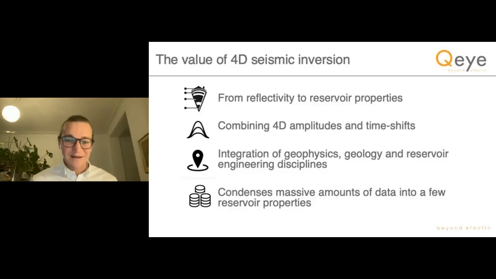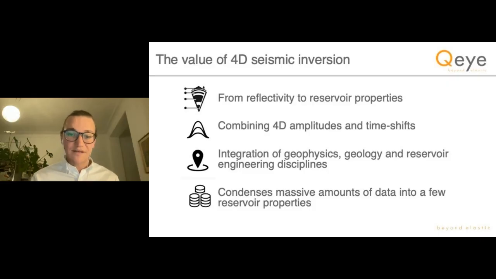So now to go over the highlights of what 4D seismic inversion actually offers. It allows us to go from reflectivity and just amplitudes to actual reservoir properties. And not only does it allow us to go from amplitudes to reservoir properties, but in the process it also allows us to remove a lot of the ambiguity, for instance, side lobes or time shifts that are present in the data prior to going through the inversion process. So we get outputs that are more directly interpretable across disciplines, and we also get outputs that are more robust as far as identifying where changes are actually taking place.